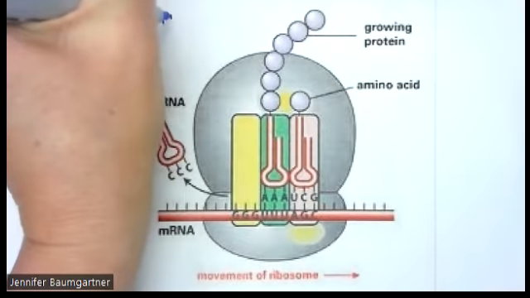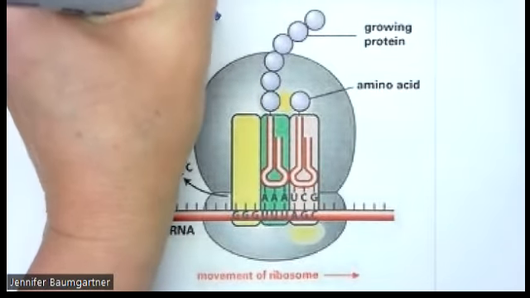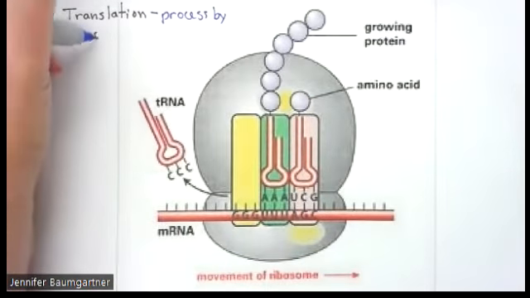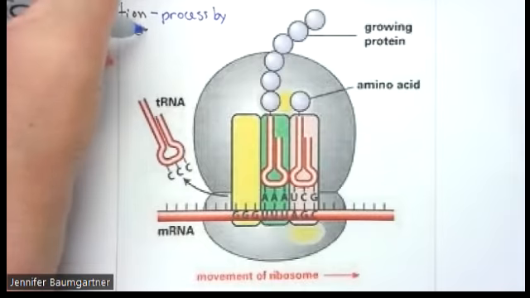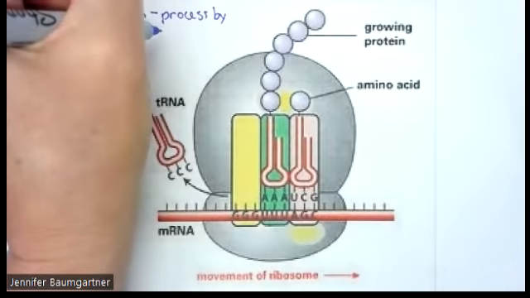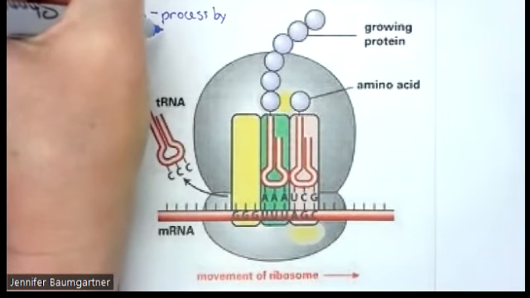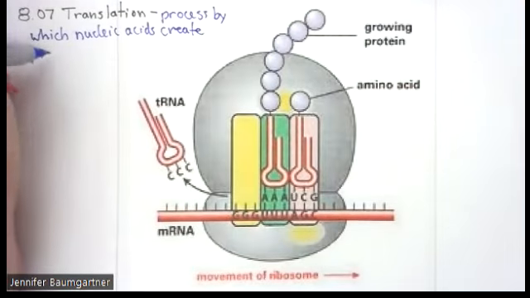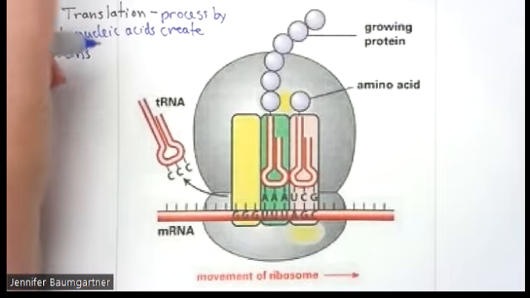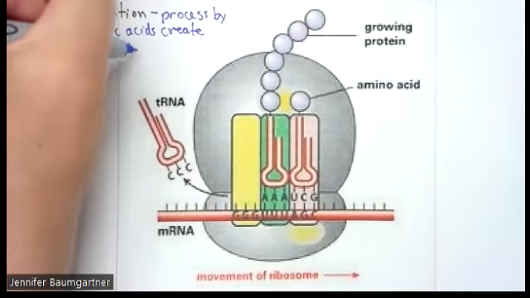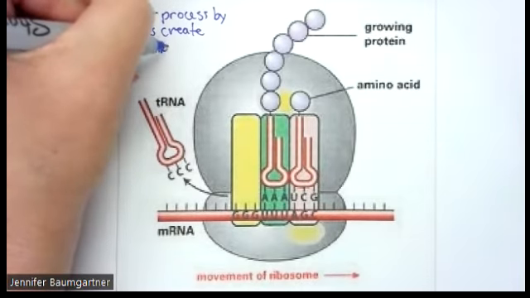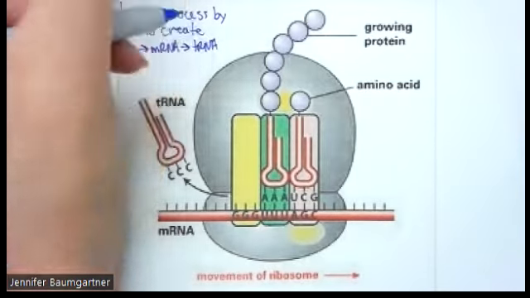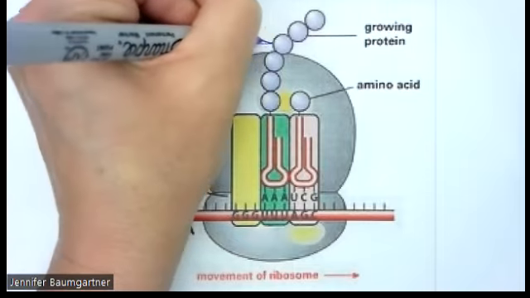Translation is the process by which the codons of nucleic acids are turned into, or create, proteins. And if you remember our nucleic acids, we start off with DNA and then we go to mRNA. And what we're going to see today is then we go to tRNA. And then we finally get to our protein.